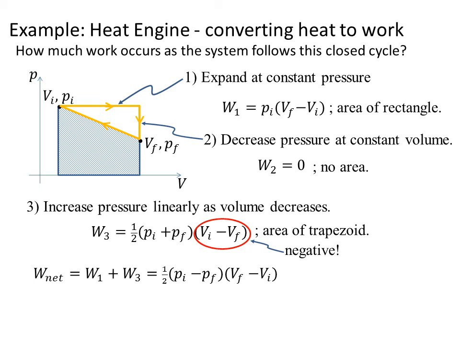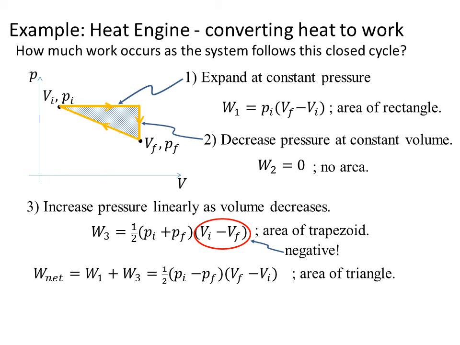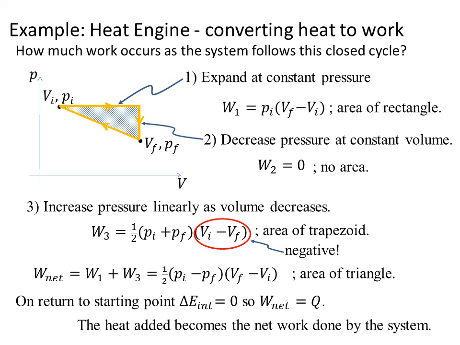So the net work that has been done in going around this cycle is equal to W1 plus W3, which, if you do this addition, you get 1/2 (Pi minus Pf) times (Vf minus Vi), which just turns out to be the area of the triangle enclosed by the path. On returning to the starting point, the change in internal energy has to be zero because we're now back at our original starting point. So W net has to be equal to the heat that has been added. So in other words, the heat added becomes the net work done by the system.